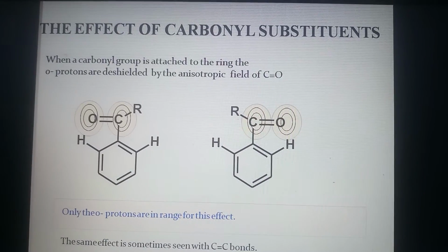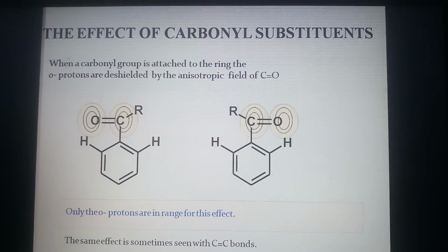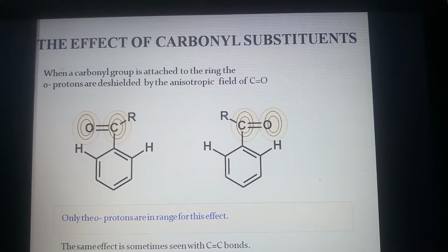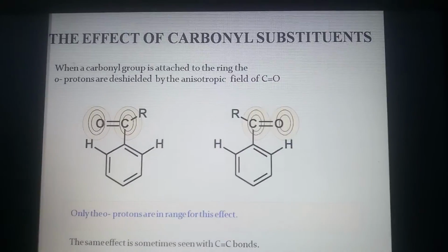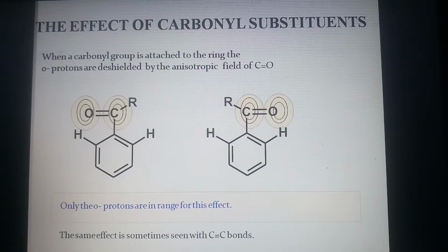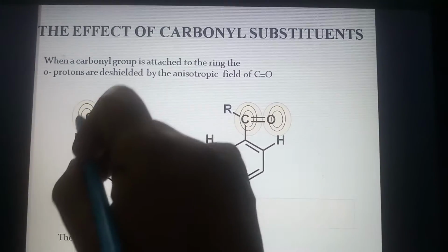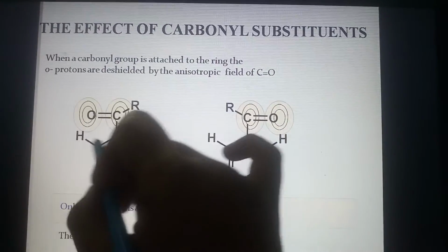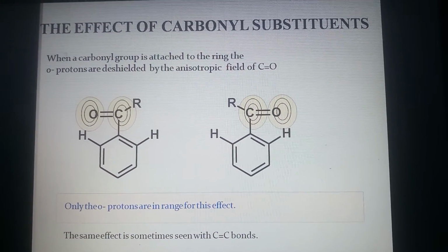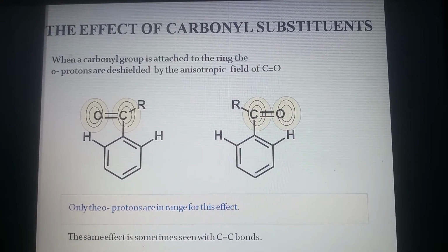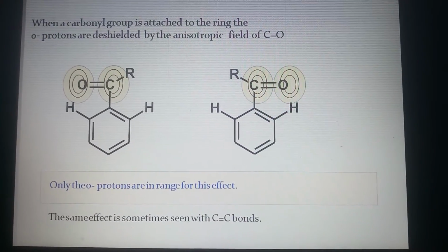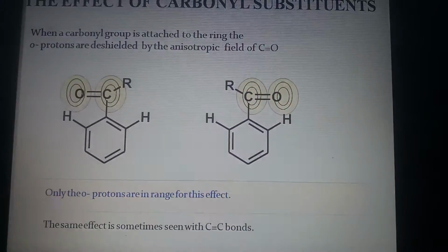There is a special effect of carbonyl substituents. When a carbonyl group is attached to the ring, the ortho protons are deshielded by the anisotropic field of the carbonyl. You can see that, due to the presence of this carbonyl group, these 2 ortho protons will be deshielded by the anisotropic effect of the carbonyl compound.